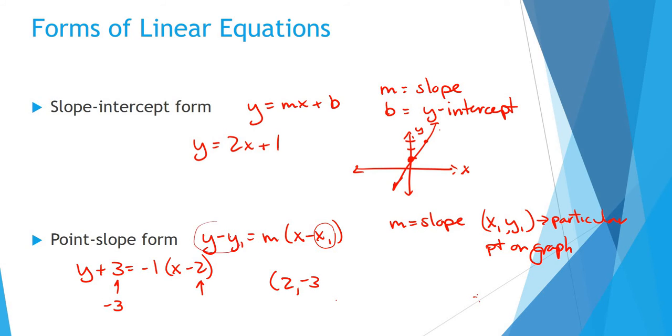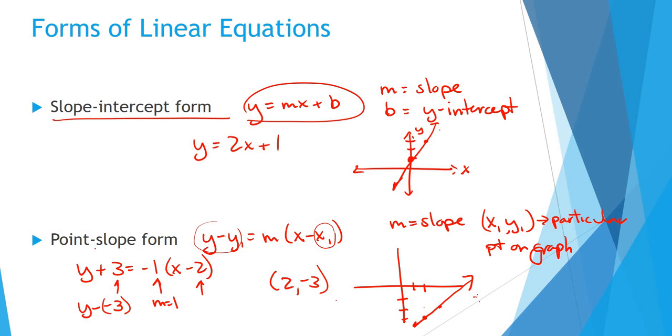Look at the equation of the model, y minus y sub 1. So if I have y plus 3, if I try to make that fit my model, it would be y minus negative 3. So my ordered pair is 2, negative 3. My slope is 1. So I can plot this using this method: to the right 2 and down 3, and then counting a slope of up 1 to the right 1, my line would look like this. So the two different forms, slope-intercept and point-slope, can be used.